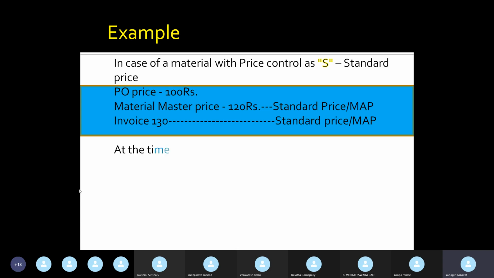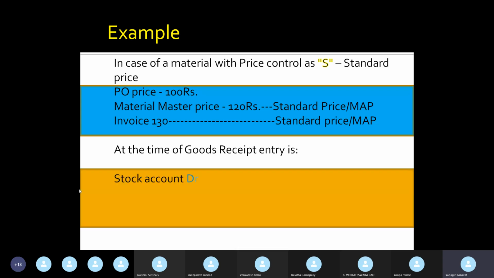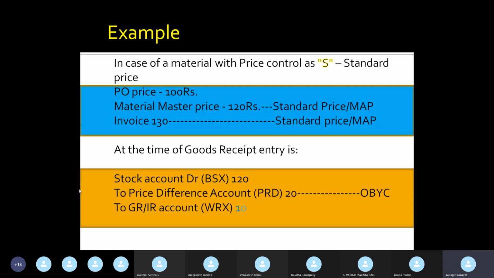For example, at the time of goods receipt the entry will be stock account debit 120 rupees, and to the price difference account credit 20 rupees. It will happen at OBYC, and to GRIR account 100 rupees.